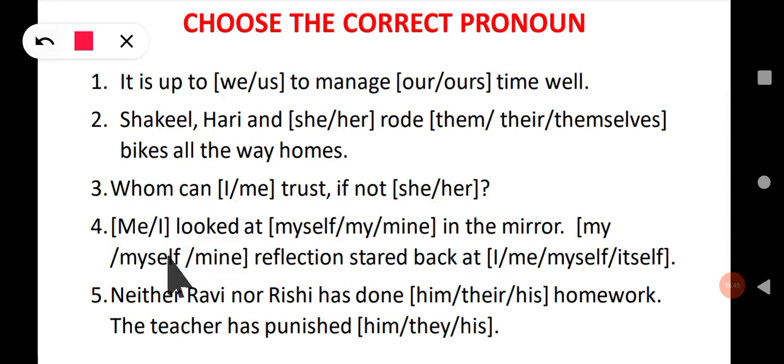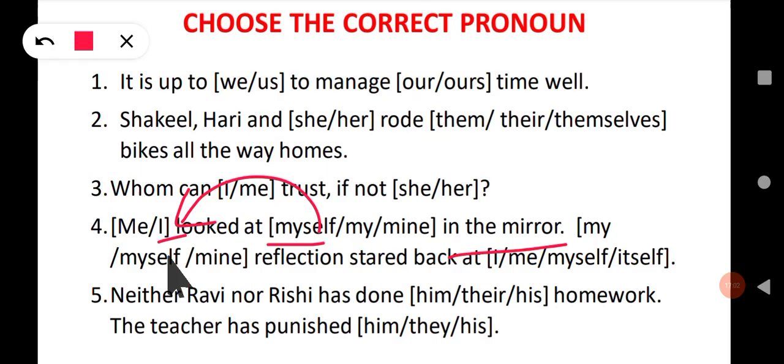Yeah. Fourth one. "Dash looked at dash in the mirror. Dash reflection stayed back at dash." Okay, I'm doing some action here. So I looked at whom? Myself. I looked at myself in the mirror.